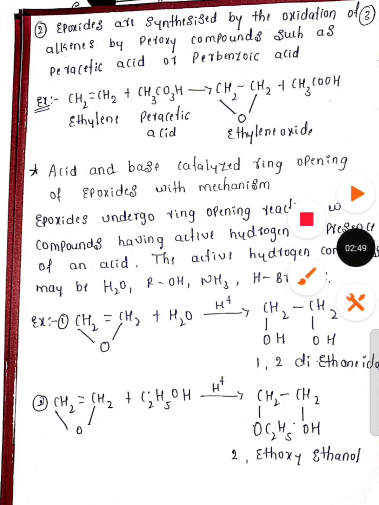As an example of acid catalyzed ring opening, when an epoxide reacts with water, it undergoes acidification to form 1,2-ethanediol. Next example, when an epoxide reacts with ethanol, it undergoes acidification to form 2-ethoxyethanol.